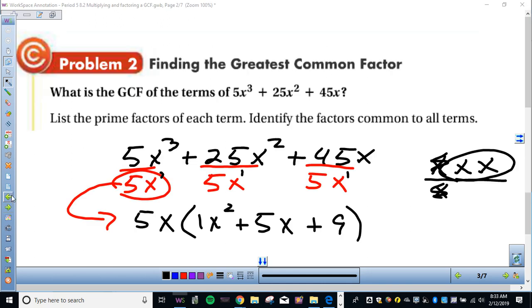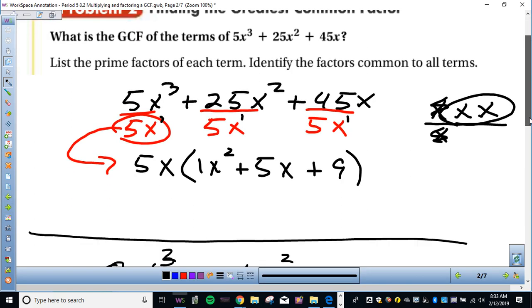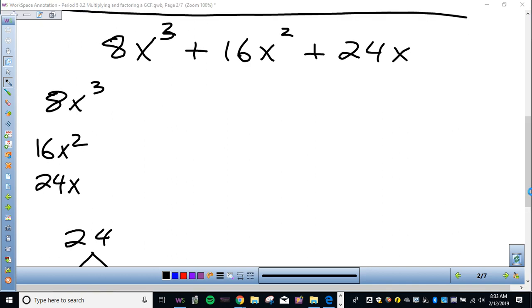Oh wait, I want to show you that prime factorization. You don't have to write this down, okay? Because it irritates me. You don't have to write this down.